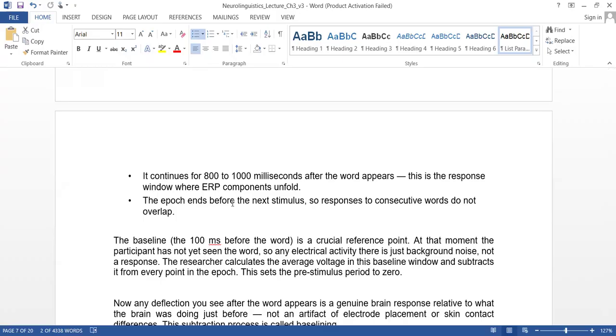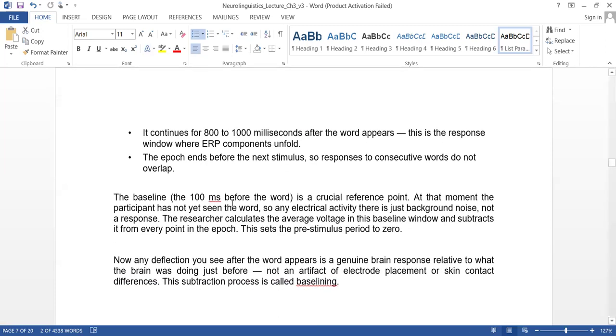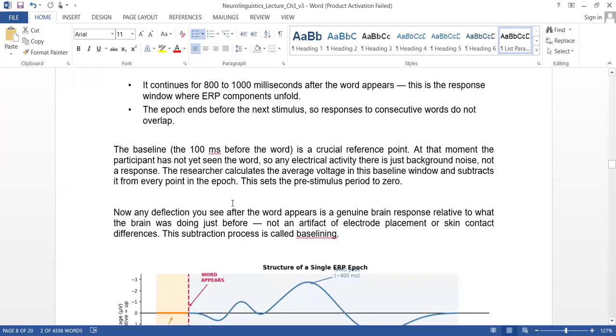So the next word comes, right? Before that, you end the epoch, the first trial. The baseline of 100 milliseconds before the word is a crucial reference point. At that point the participant has not yet seen the word, so the electrical activity there is just background noise, not a response. The researcher calculates the average voltage in this baseline window and subtracts it from every point in the epoch, and this sets the pre-stimulus period to 0, right?